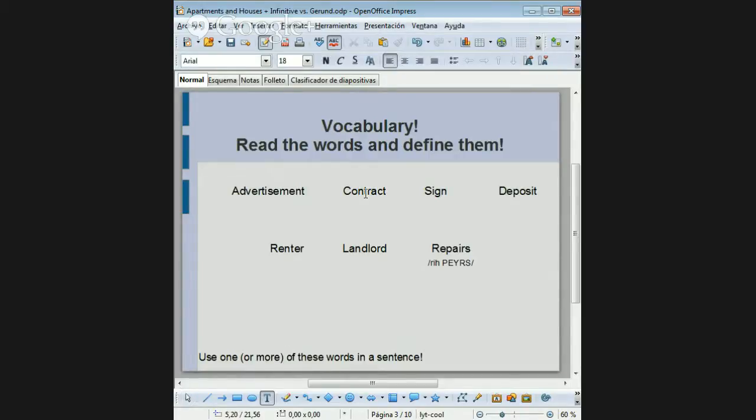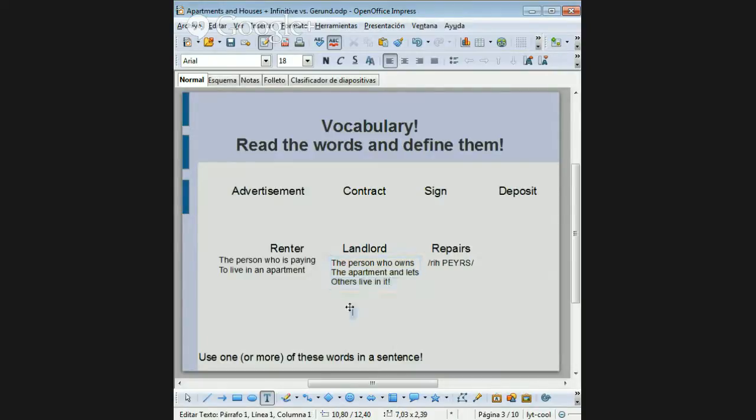Renter is someone who rents, for example, the apartment. Yeah. A renter is the person who rents an apartment. And it's landlord. Sorry. Don't be sorry. And then a landlord is the person who lets other people stay in their apartment. Who owns the apartment and lets others live in it.